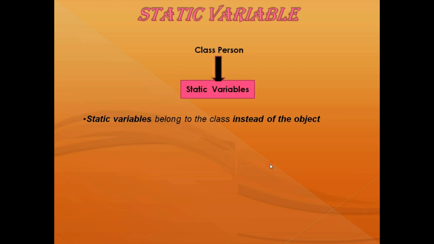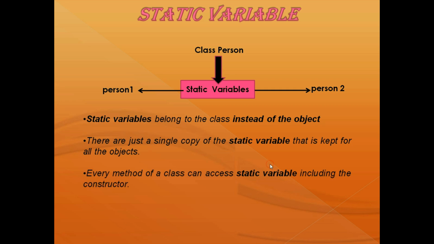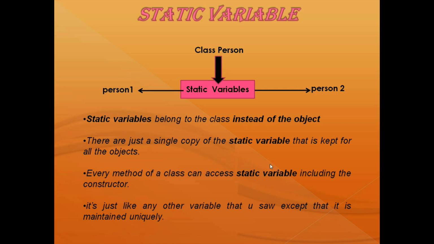So an important point for you to remember: static variables belong to the class instead of the object. There is just a single copy of the static variable that is kept for all the objects, and every method of a class can access static variables, including the constructor. It is just like any other variable that you saw, except that it is maintained uniquely.